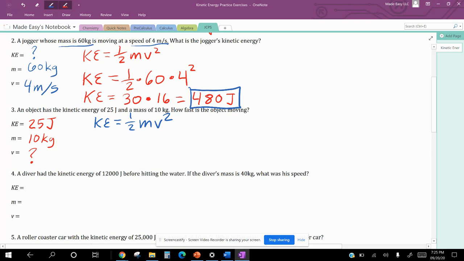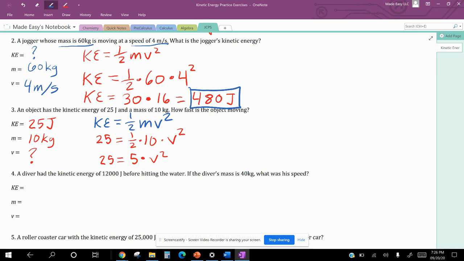And then go ahead and we're going to rewrite it again, except this time we're going to put in the numbers. So kinetic energy is 25 equals 1/2 times, well, our mass is 10, times our v squared. Now, let's simplify this out, and we can just rewrite it again by saying 1/2 times 10, and that'll give us 5. So I'm just going to rewrite 25 equals 5 times v squared.